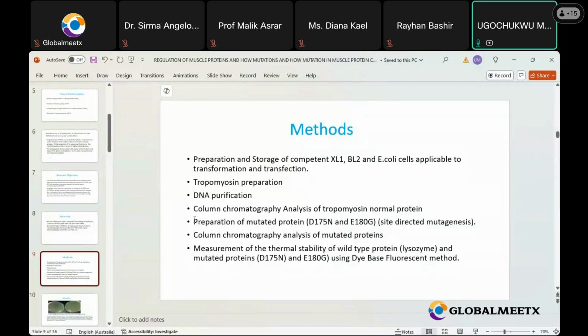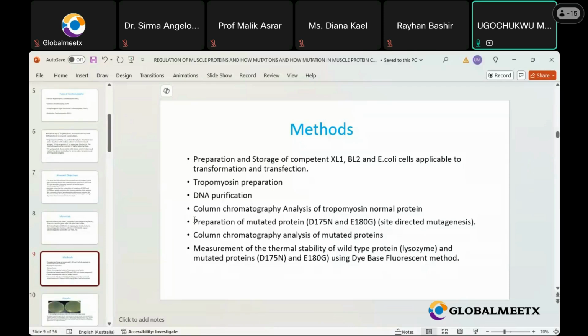Column chromatography analysis of the mutated proteins. The mutated protein samples of D175N that underwent protein gel electrophoresis were analyzed using the column chromatography method.